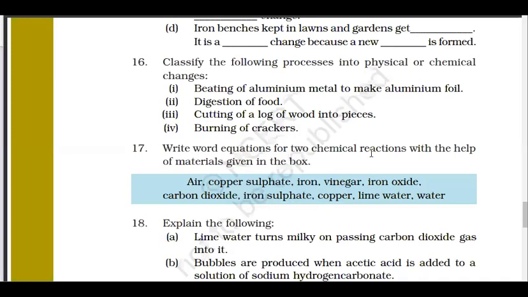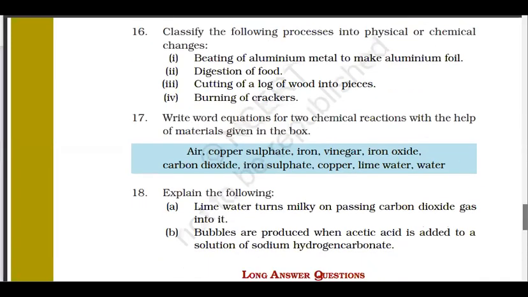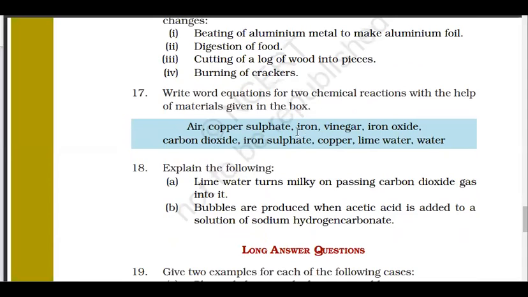Again, 17th one. Right? Write word equations for two chemical reactions with the help of the materials given in the box. Okay? Write any word equation. It's easy enough. We can write multiple reactions like this. For example, iron plus water plus air gives iron oxide. Yes or no? Got it? Then second, tell me, second.